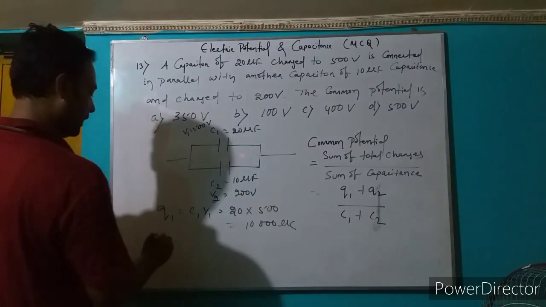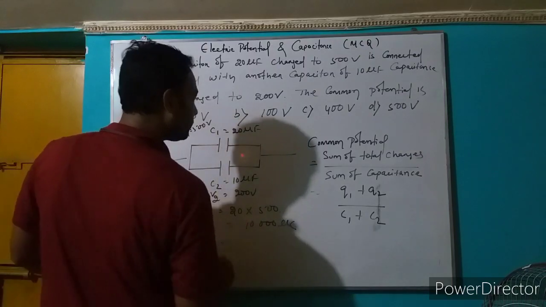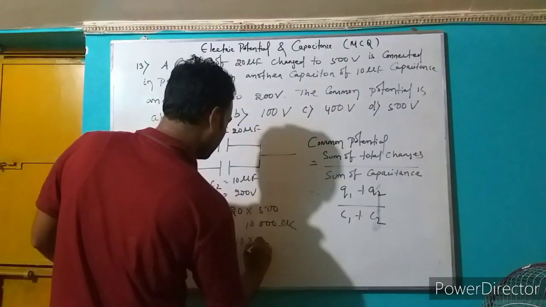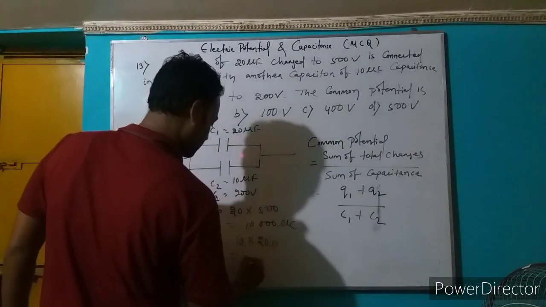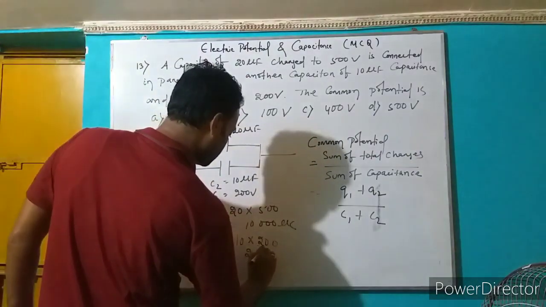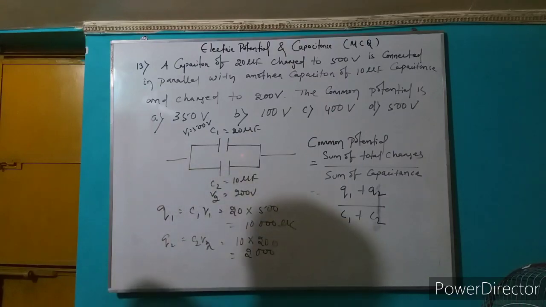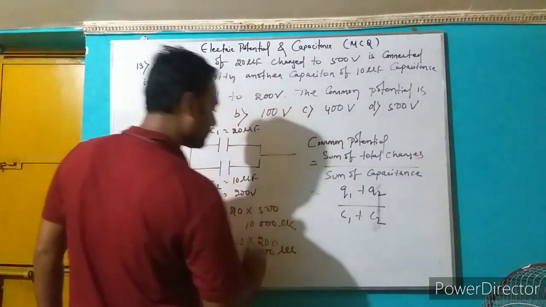Similarly, Q2 equals C2 V2. C2 is 10 and V2 is 200, so that means 2000. So Q1 is 10,000 microcoulomb, and Q2 is 2000 microcoulomb.